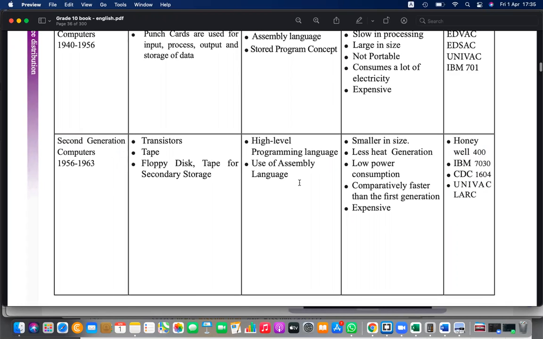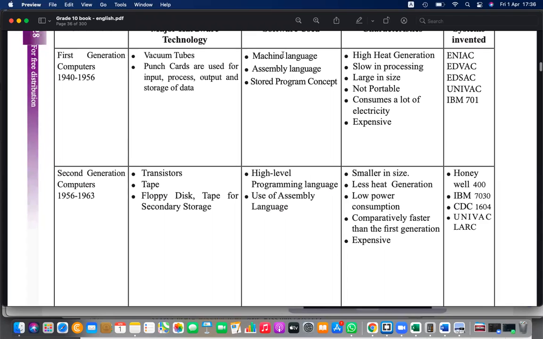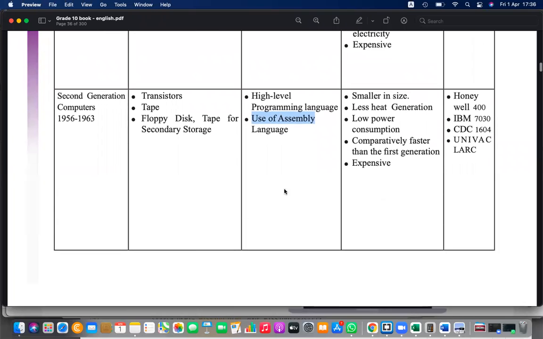Unlike the machine language of the first generation, it used assembly language and high-level programming languages. These are human-readable languages, unlike machine-readable languages, so they are more human friendly. It was relatively smaller and faster, but still not portable. It was not possible to bring a computer home because it was also large, even though it was smaller than the first generation.